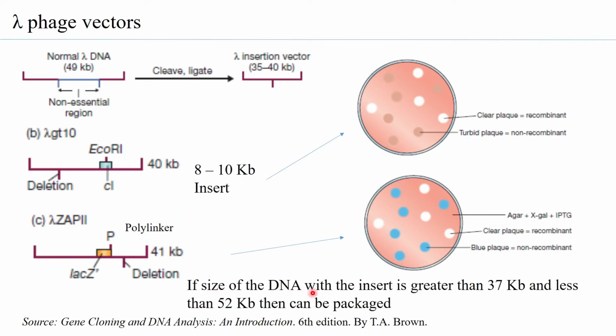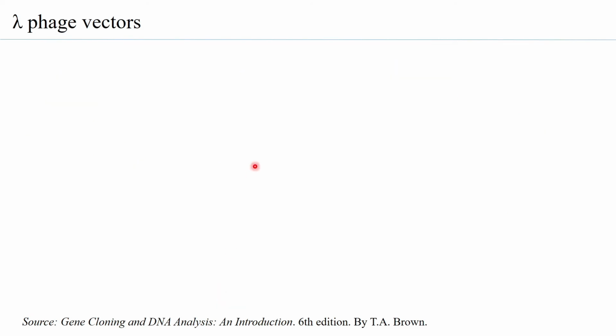If the size of the DNA with the insert is greater than 37 kb and less than 52 kb, only then can it be packaged. So if the DNA is anywhere between 37 to 52 kb, it can be packaged. If it is less than 37 kb, it cannot be packaged. And if it is greater than 52 kb, it cannot be packaged. Now, this is an important factor because size itself can be a mode of knowing whether it is a recombinant or whether it is not a recombinant.